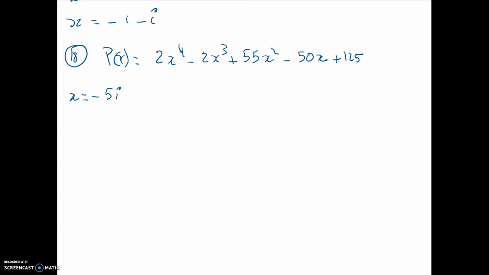Because x equals negative 5i is a 0, that means x equals 5i is also a 0, using the conjugate zero theorem. Conjugate zero theorem.